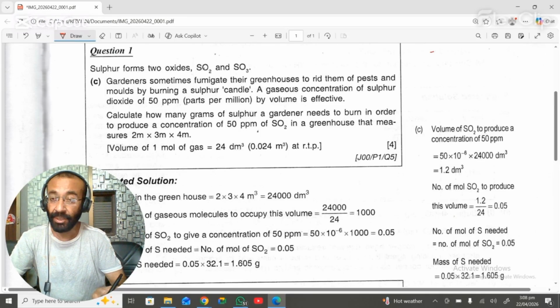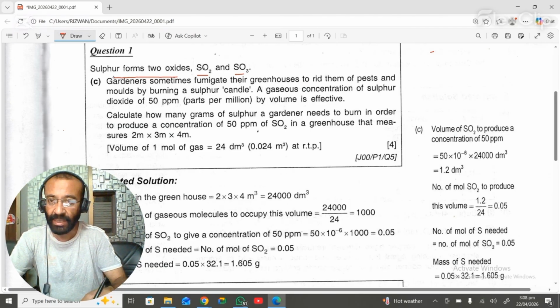Good morning, students. Today we are going to do another question from chemistry. The question is: sulfur forms two oxides, SO2 and SO3. That is sulfur dioxide and sulfur trioxide.